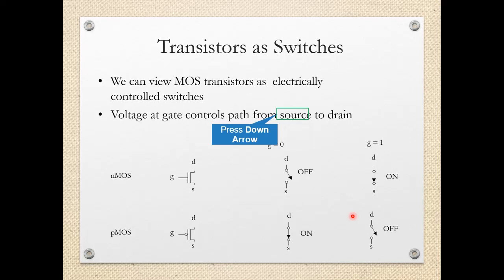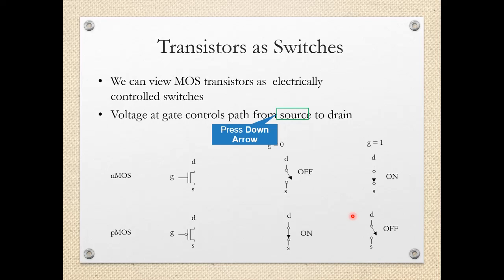We have three terminals: drain, gate and source, and with the help of the gate terminal we can control this electronic switch. The voltage at the gate decides the path from source to drain, whether the device is on or off. If the gate signal is 0, then the NMOSFET will be off and the PMOSFET will be on. A logic low signal at the gate will turn on the PMOSFET and keep the NMOSFET off.